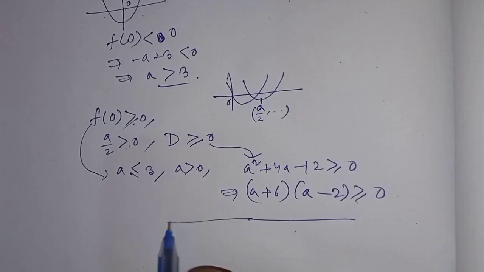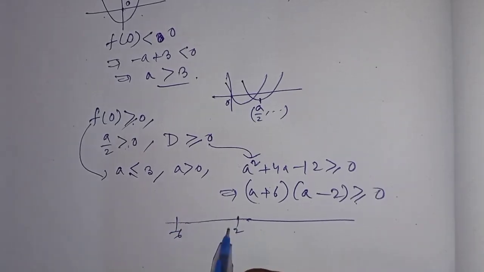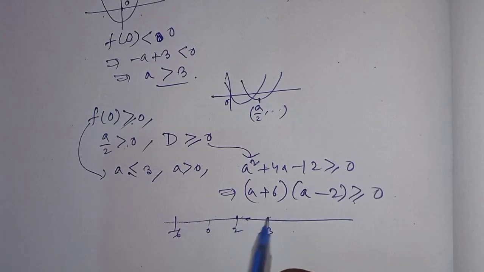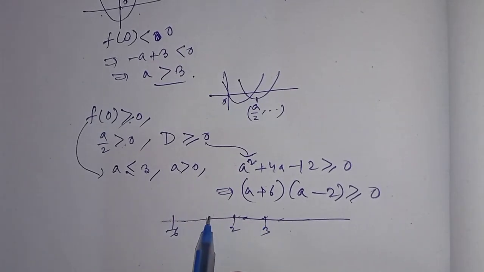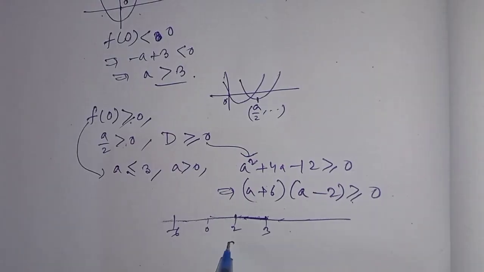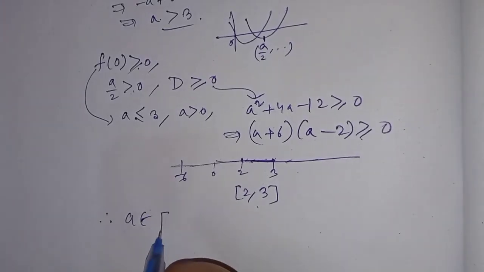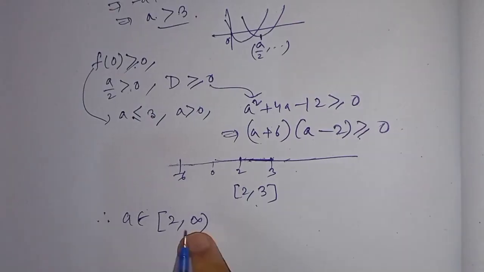Now we have to take the intersections. With 2 and minus 6, since a is greater than 0, it must lie in this interval, and since it is less than or equal to 3 but greater than 0, this is our required interval, which is 2 to 3. And from the other case we got that a is greater than 3, so the final solution is a belonging to the closed interval 2 to open interval infinity, and this is the correct answer.